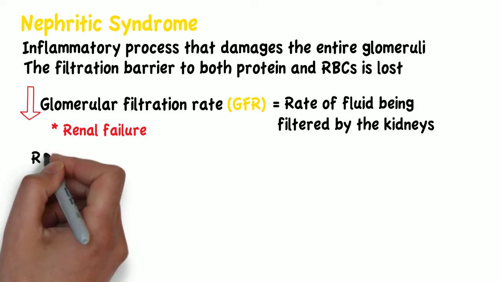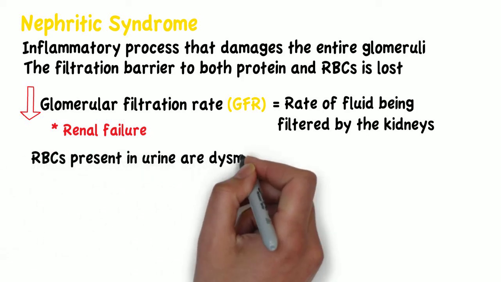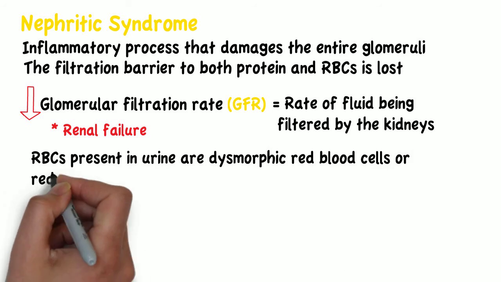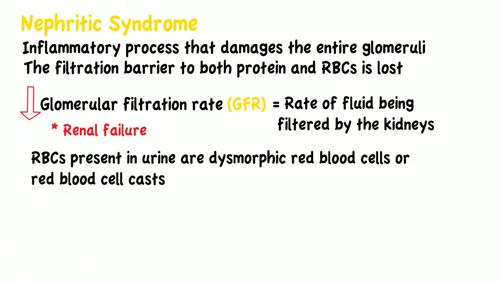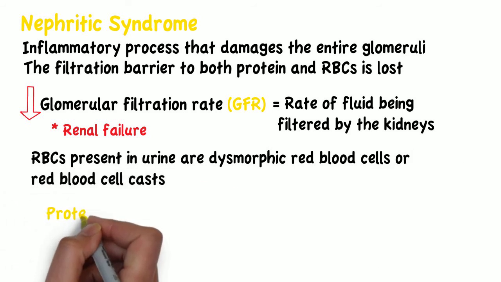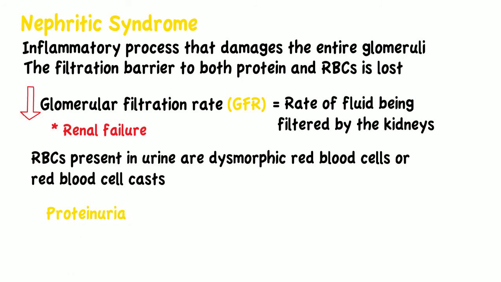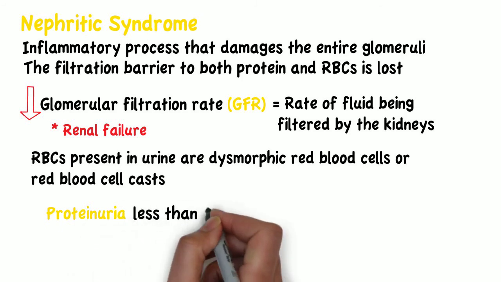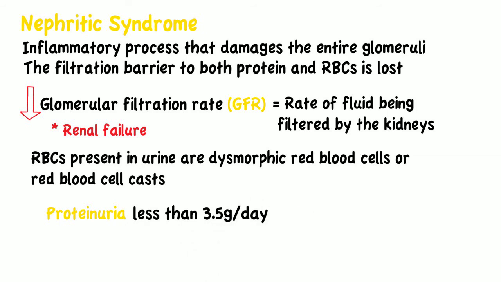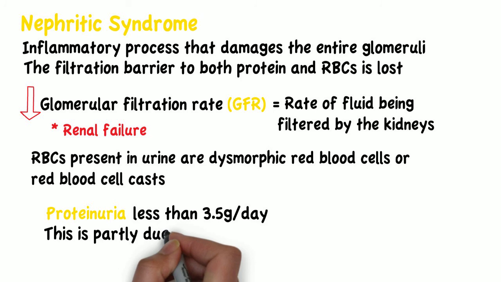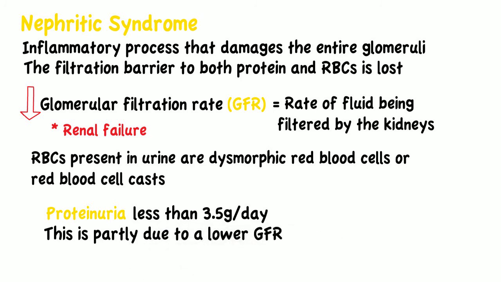The red cells present in urine are dysmorphic red cells, or red blood cell casts. There is proteinuria in nephritic syndrome, but it is less than in nephrotic syndrome. So there is an excretion of less than 3.5 grams of protein per day, and this is due to a lower glomerular filtration rate. So now let's talk about the pathology of the syndrome.